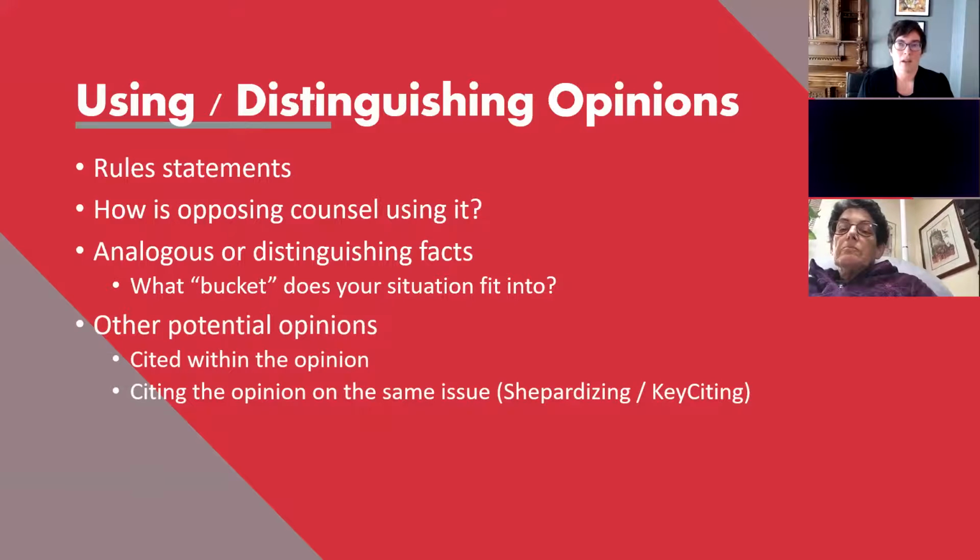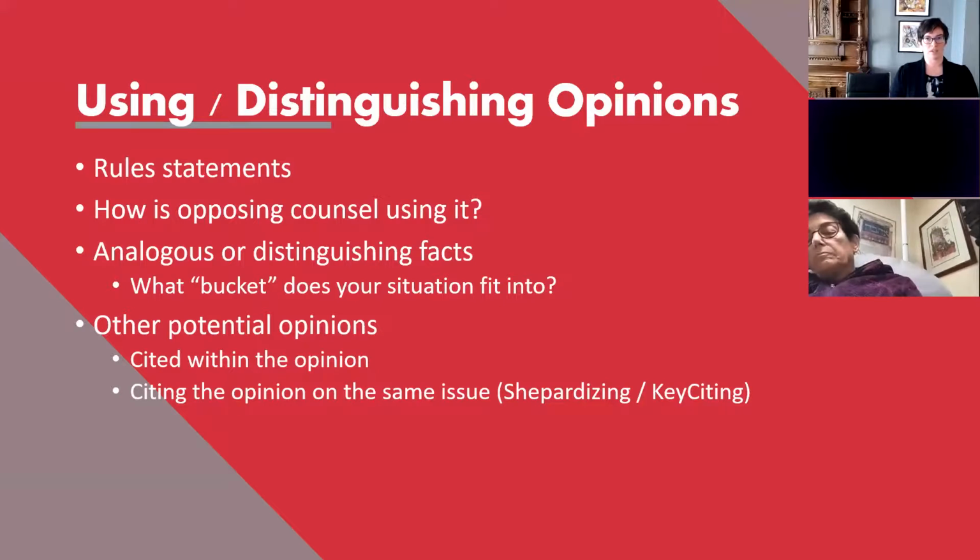And in shepherdizing your cases or in key citing, depending on whether you're using Westlaw or not, you can often find those analogous opinions, those distinguishing opinions. Opinions can be very helpful places where they themselves will cite cases that say, well, in this other case, the court decided that it wasn't an abuse of discretion, but our case is different because... So you can often find those nuggets just inside cases or citing these cases later.